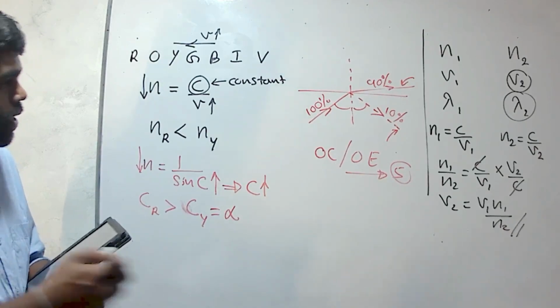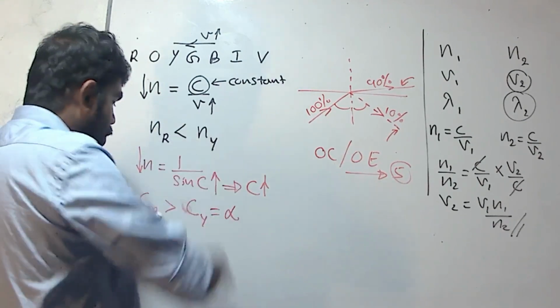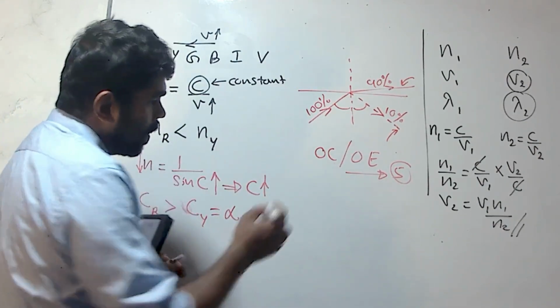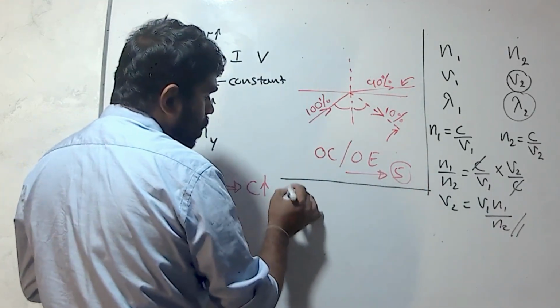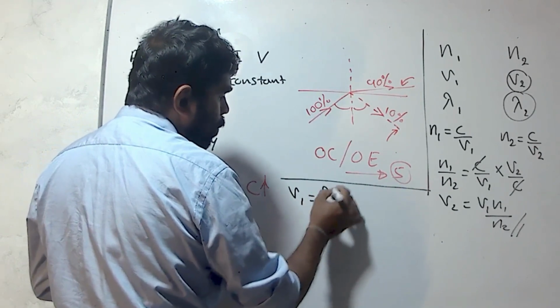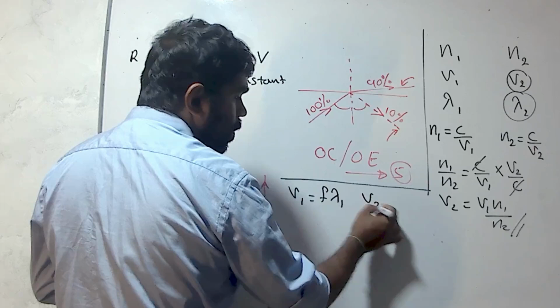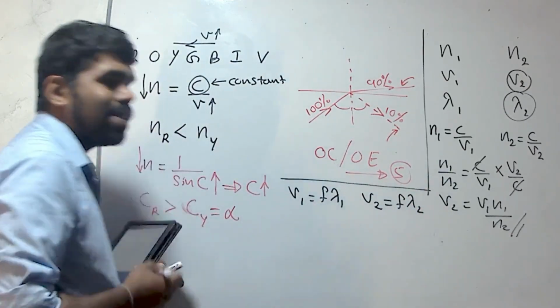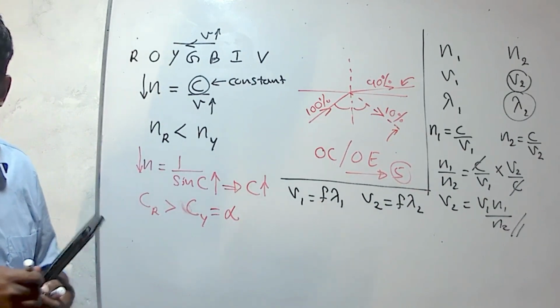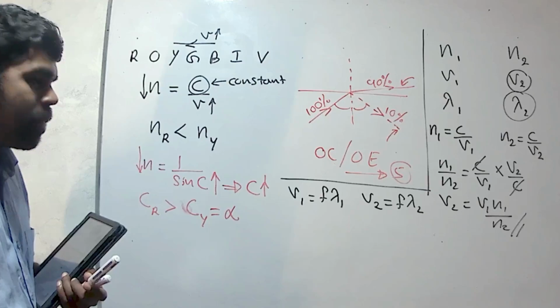Now we can use V equals F lambda for both mediums. In the first medium, V1 equals F lambda 1. For the second medium, V2 equals F lambda 2. I have used the same F value because F is not changing when passing through the medium; it depends on the source.